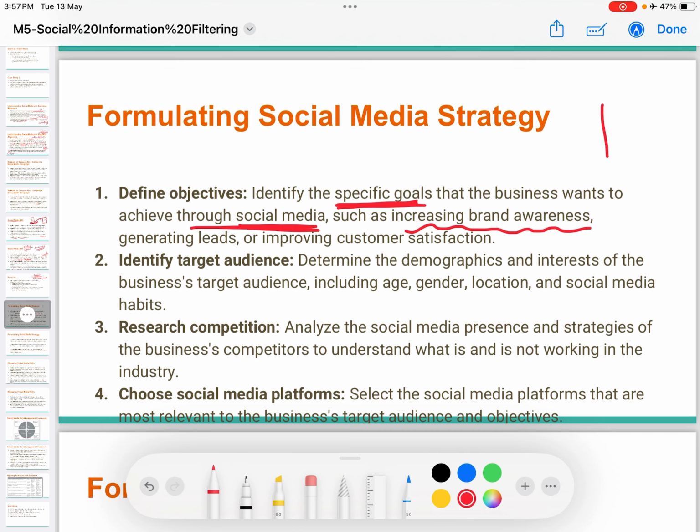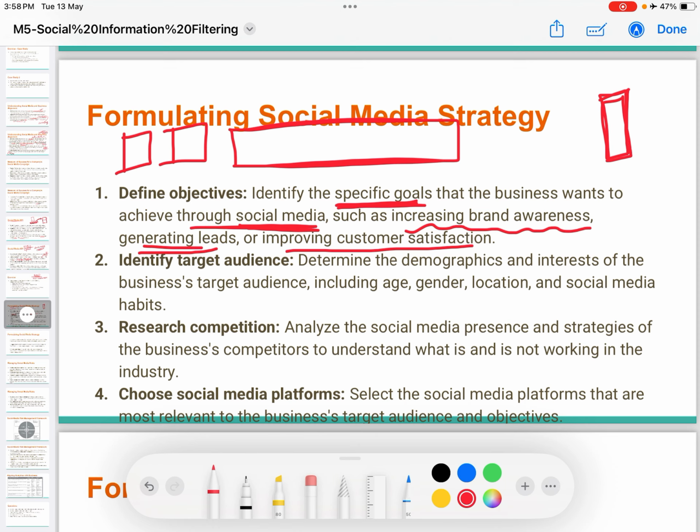If it is in the middle stage, where it is not newly created but wants to expand its base, it will want to generate leads, to generate more customers to expand its base. Or improving customer satisfaction: this is for a business that is not in the initial stage, nor in the middle stage, it is already expanded. In such a case, it will want to satisfy customers and make its customer support stronger.